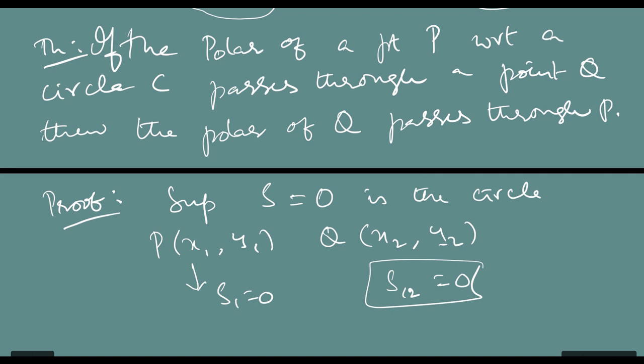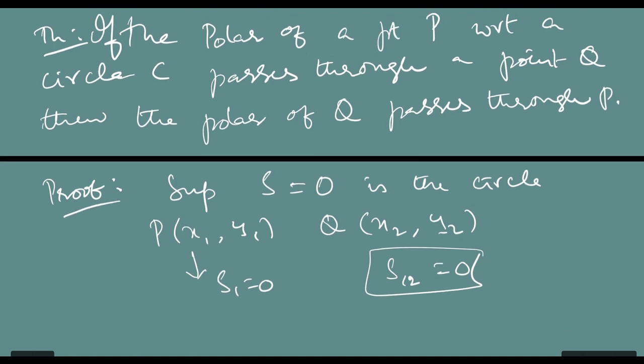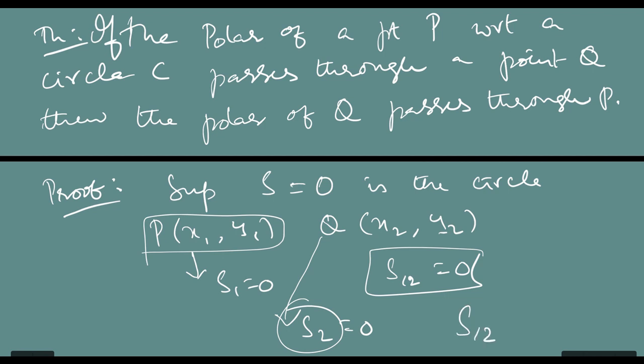Keep it aside. Now what should we prove? The polar of Q passes through P. Let us see whether it happens or not. What is the polar of Q? S2 equal to 0. Now what should you prove? Whether it satisfies the point P. That is what we are going to see. Now substitute. What do you get? Substituting in this, you will get S12. If it passes through, you have to prove this is equal to 0. Yes, it is 0 because we already have it. Therefore, we proved the theorem.